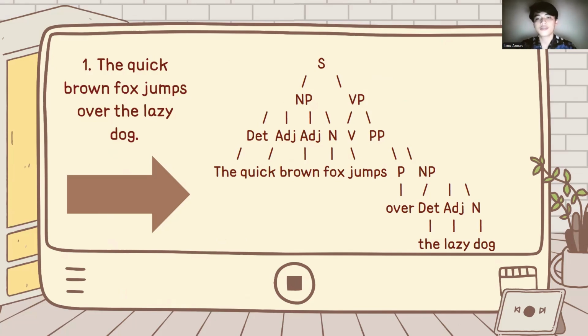So the deep structure here is that this action, jumps, is performed by the fox, by the quick brown fox. The quick brown fox jumps over the lazy dog. And the location of the jump is over the lazy dog. It shows a full idea about who does the action, what kind of action it is, and where it takes place.